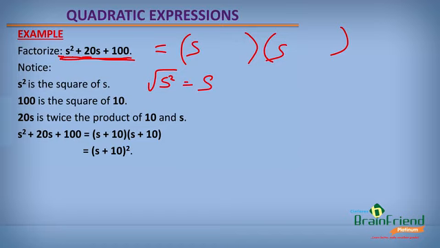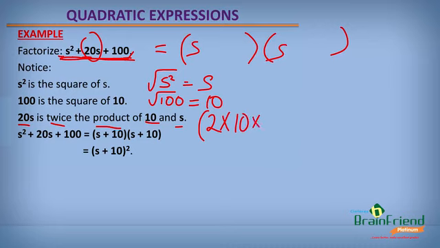Then let's look at 100. 100 is the square of 10, or the square root of 100 is equal to 10. And then we look at the middle term here. If we say 20s, from looking at the middle term, 20s, it is twice the product of 10 and s. This 10 and s we have here. If we say twice the product, 2 times 10 times s, this will give us 20s. And what does this remind us of?